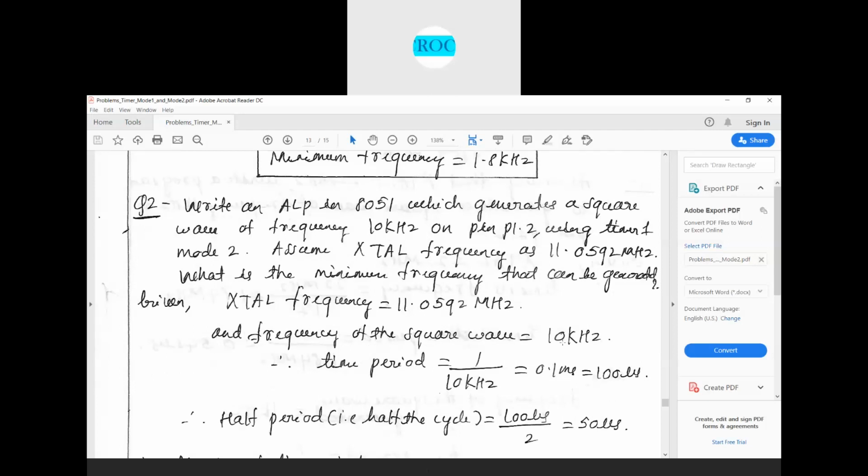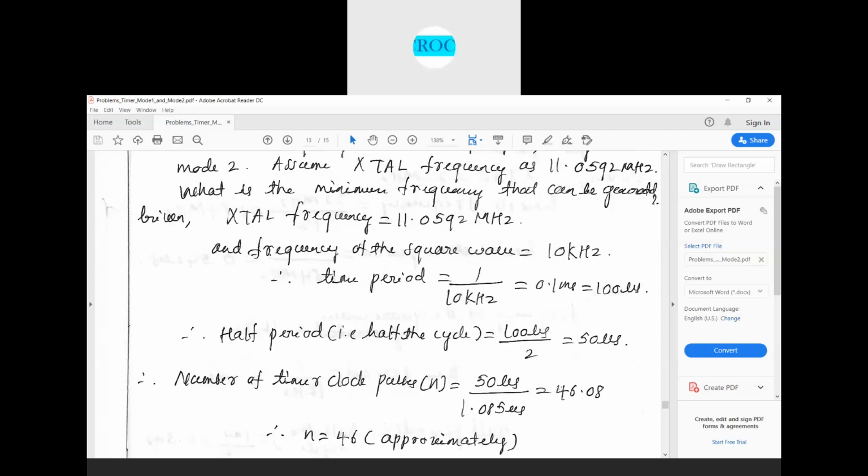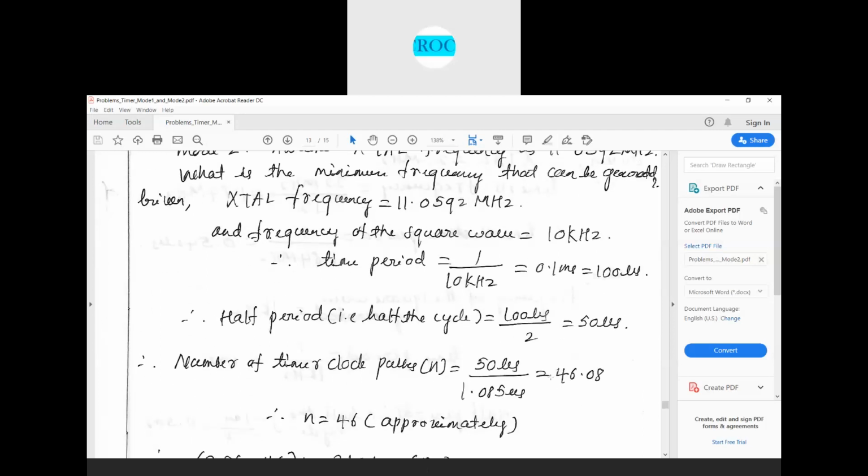Since the frequency is given, now you need to find what should be the initial count value we need to load into the higher byte register. When we load that and write the program with that initial count value, we generate a square wave of frequency 10 kilohertz. How do you do this one? Similar to what we did for mode 1 also for square wave. The frequency of the square wave is 10 kilohertz.